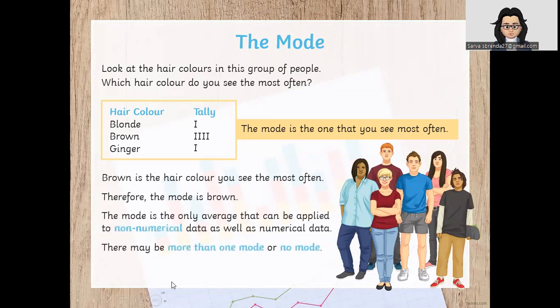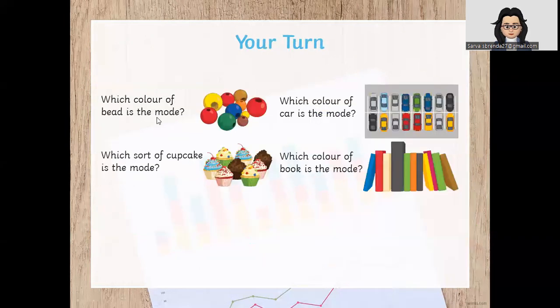Now, first of all, you must also understand that there can be situations in which there is more than one mode or no mode. So let's look at some examples, okay? Have a look at these pictures. In the first picture, there's a group of beads. So figure out which color is the mode. Which color of the bead is the mode? I'm not asking how many, I'm asking which color.